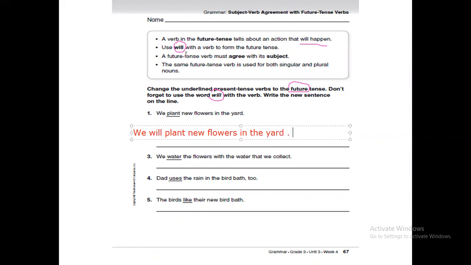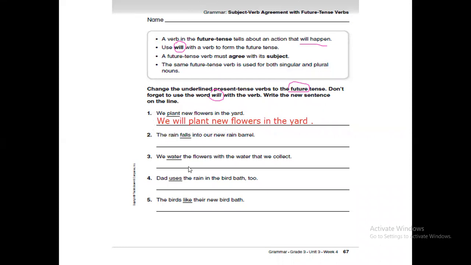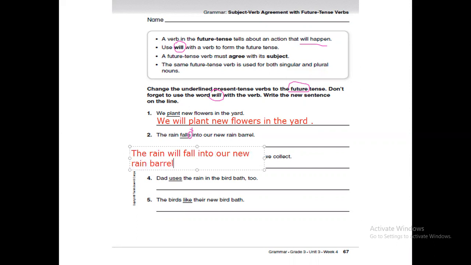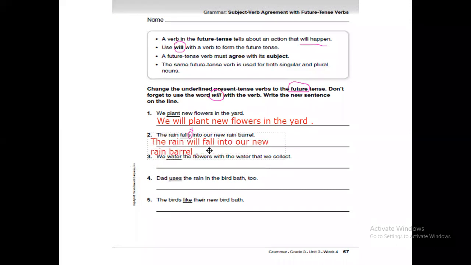Number 2, the rain falls into our new rain barrel. The rain falls. Oh, here we have S because we add S to the verb in the present tense. But we shouldn't add S with the future. We will remove the S. Okay? We will not add S to the verb after the word will. So the rain will fall. We will not say will falls, no, will fall into our new rain barrel. And period at the end.